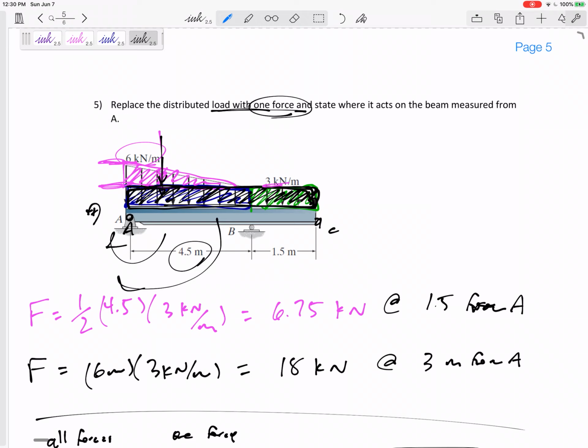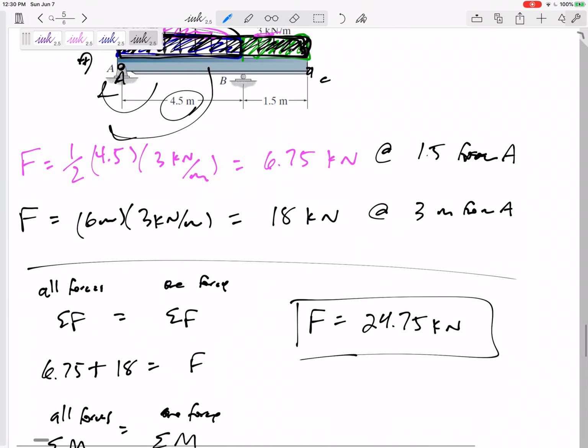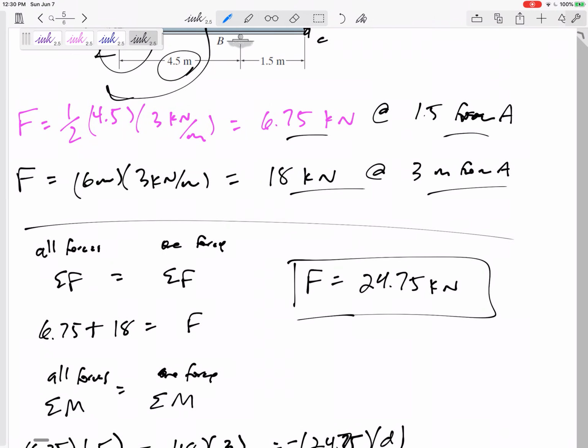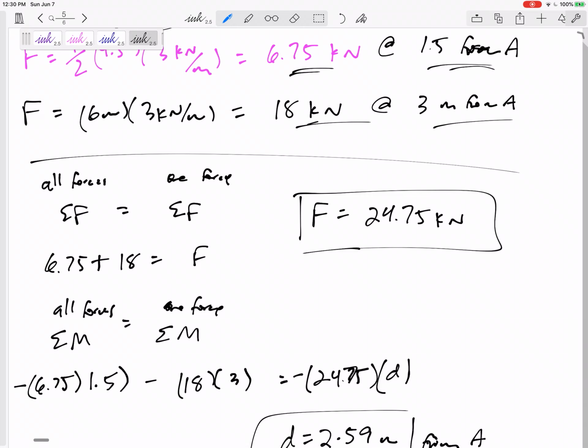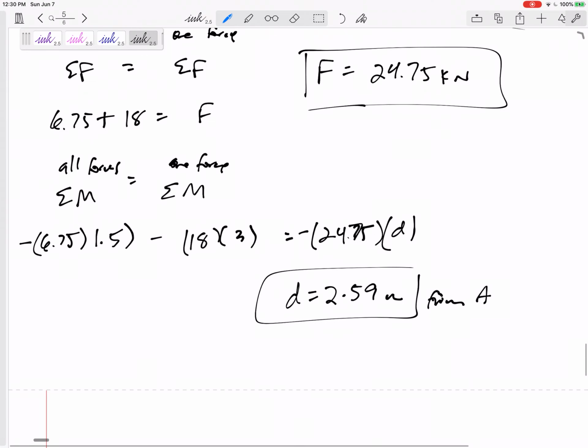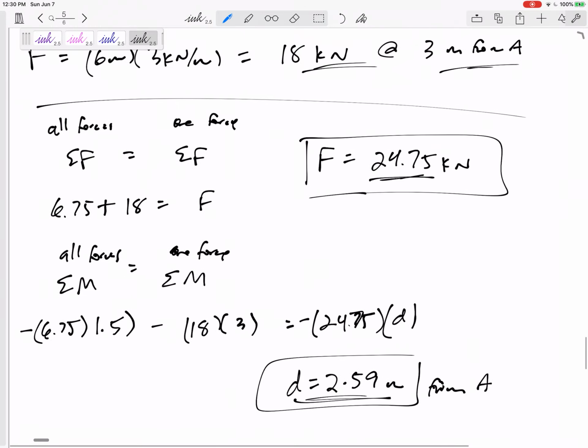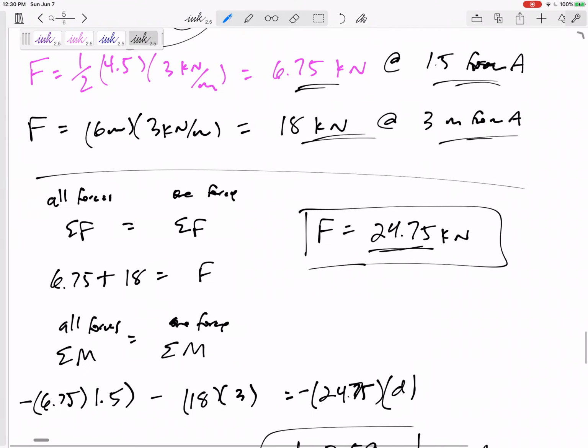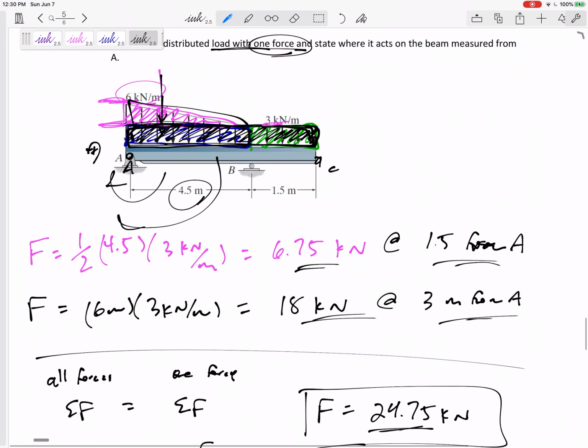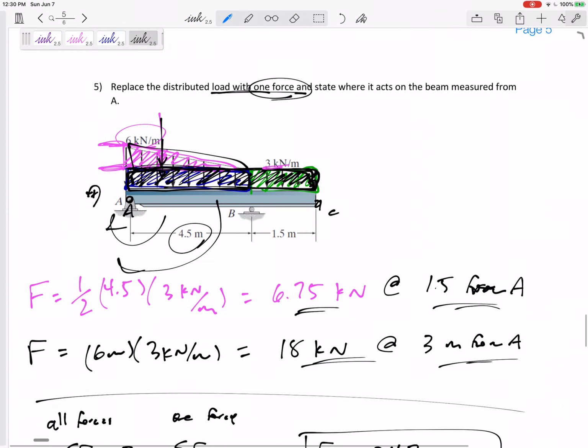Make sure you can handle triangular distributed loads, and uniform distributed loads that are really a triangle on top of a rectangle. Replace them with forces at the correct locations, and then take those forces and combine them into one force, which will be easy. Finding the location of that force might not be as easy, but still not very hard at all. I really hope that this test is easy for you, because it gets harder.